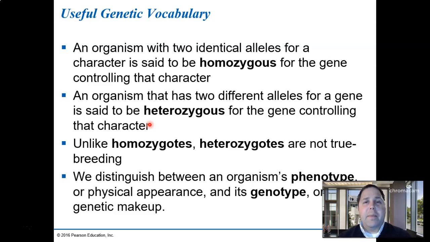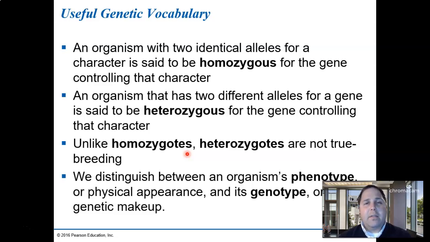That would be a big P, little p, or a little p, big P, which, as I've already mentioned, we're not going to treat any different from big P, little p. It's still a mixture of two alleles. Heterozygotes would not be true breeding, but homozygotes would be.